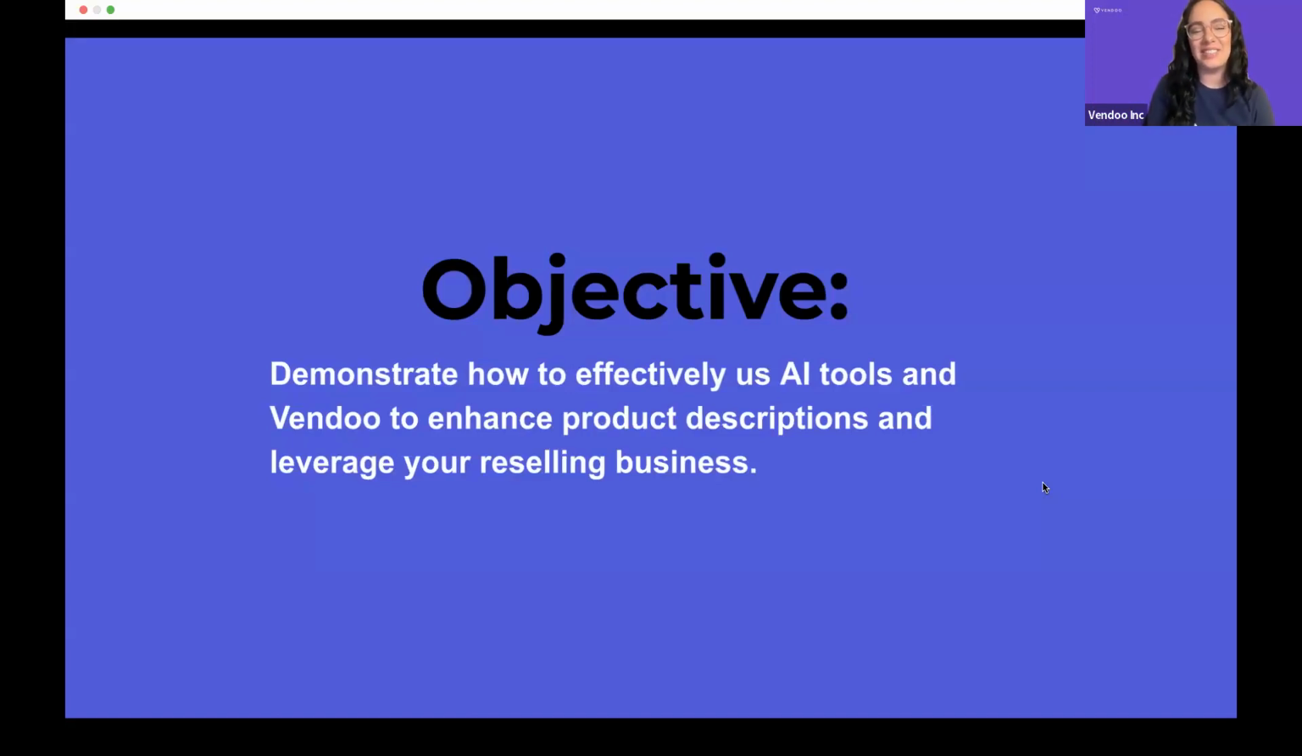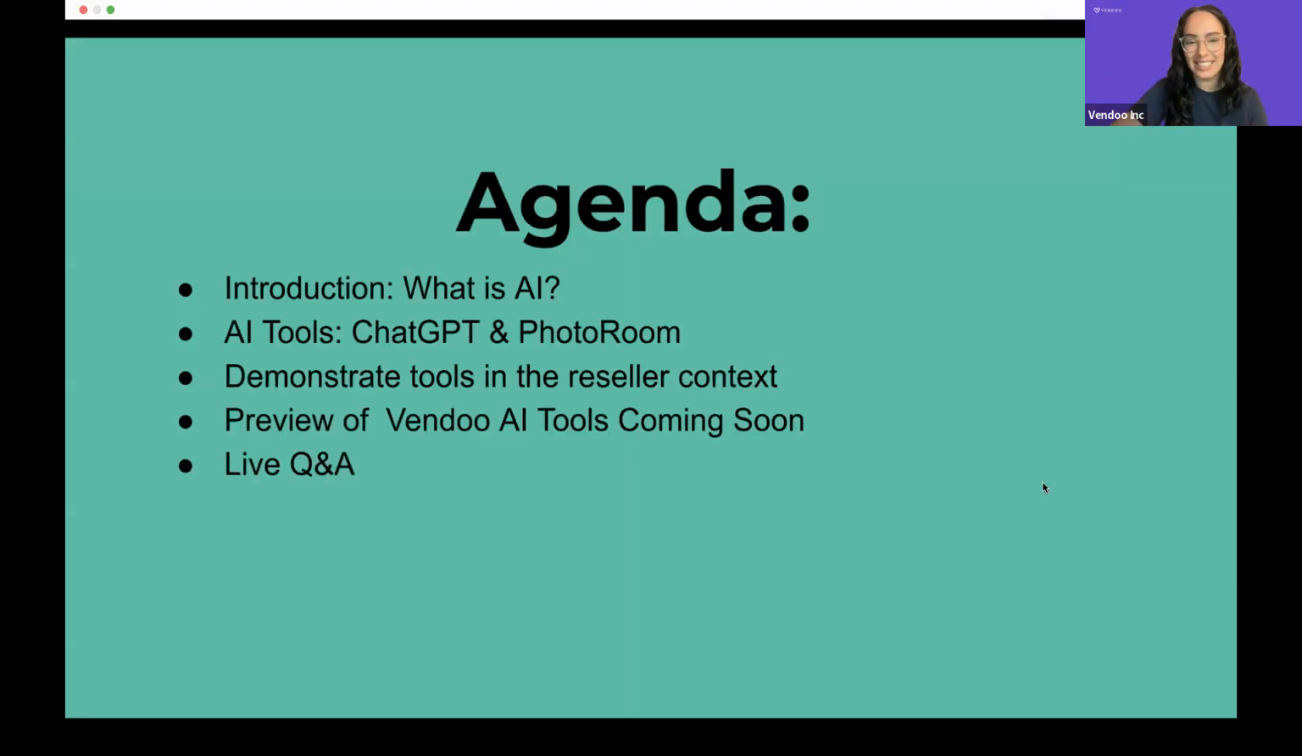The objective of today's webinar is to demonstrate how to use AI tools and Vendoo to enhance your descriptions and leverage your reselling business. And a quick agenda. Today, we're going to introduce AI and talk about what it is. We'll demonstrate tools in the reseller context listing. We'll give you a preview of some Vendoo AI tools coming very soon to enhance your listings. And we'll do a live Q&A.